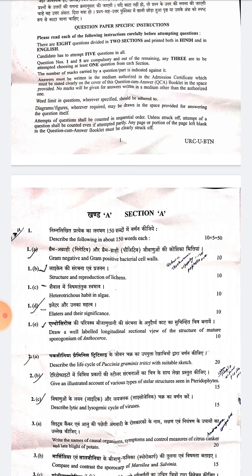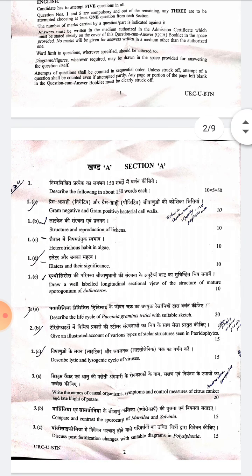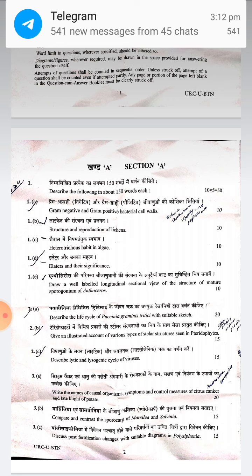2A: describe the life cycle of Puccinia graminis tritici with a suitable sketch. 2B is: draw an illustrated account of various types of stelar structures seen in the pteridophytes. And 2C is: describe the lytic and lysogenic cycle of viruses. 2A is the 20-marker, 2B is the 15-marker question, and 2C is the 15-marker question.